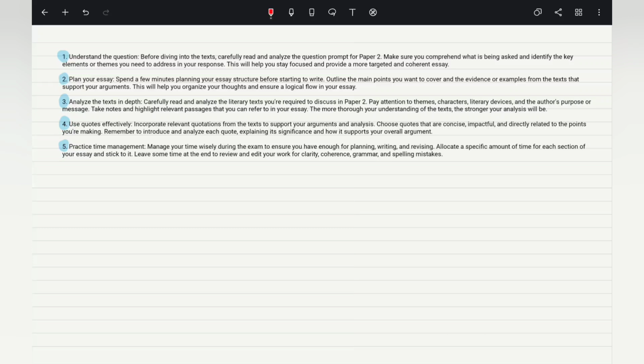Today we are looking at some strategies which the exam board have not told you about. Now, I know most of you have the literature paper 2 being sat this Wednesday, so I did want to go over some strategies on how you can ace these exams.